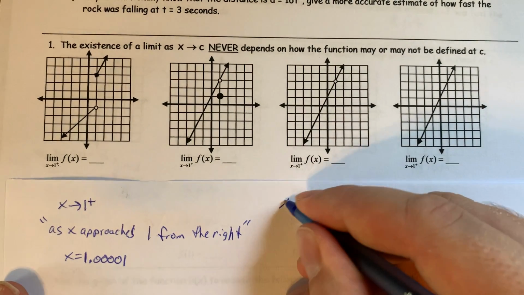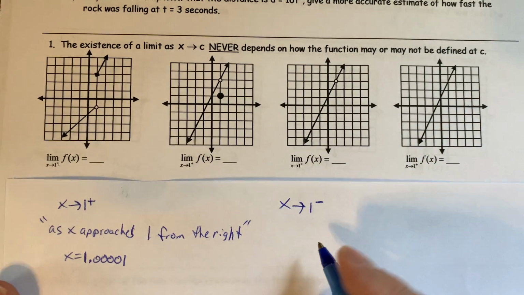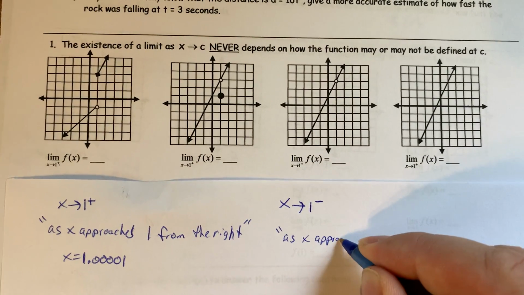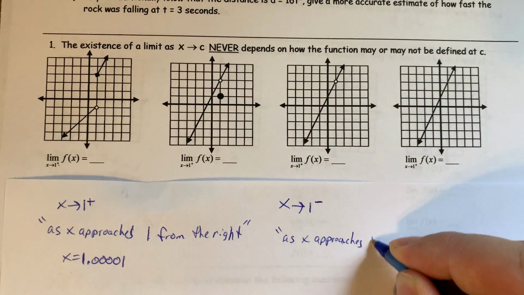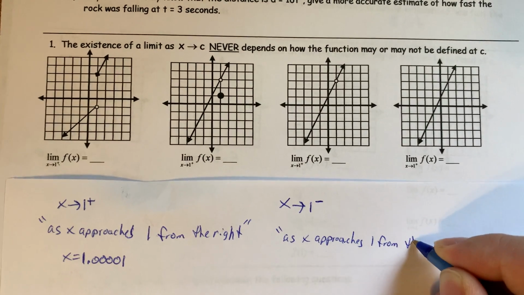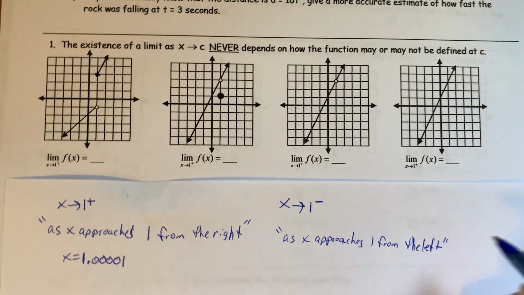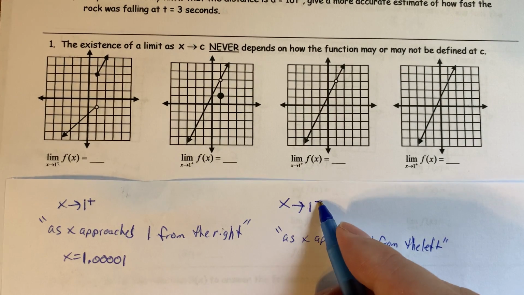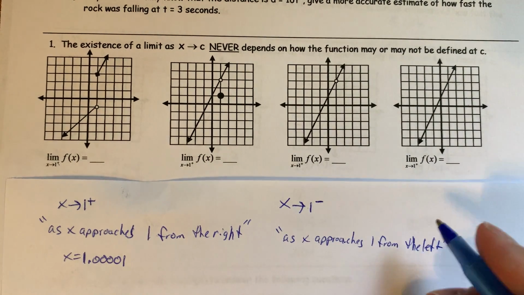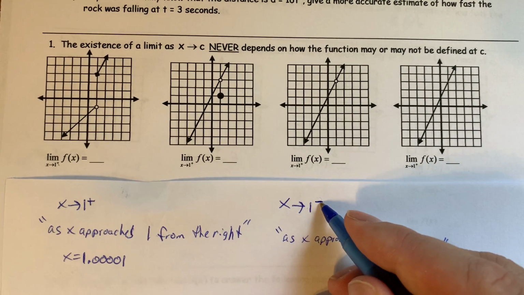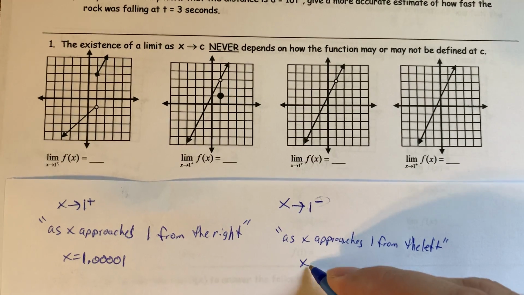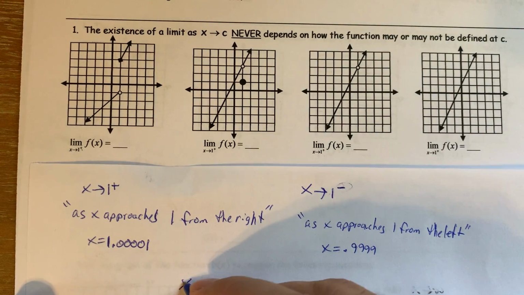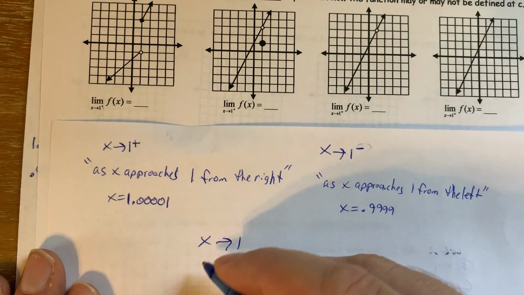Okay? When we have x approaches 1 with a minus sign, the way we read that is as x approaches 1 from the left. And notice that this is not a negative 1. It's still a positive 1. The negative sign is not in front of the 1. It's after it. And it's only used in limits, really. And it means when you're just a tiny bit smaller than 1. So like when x is 0.9999.